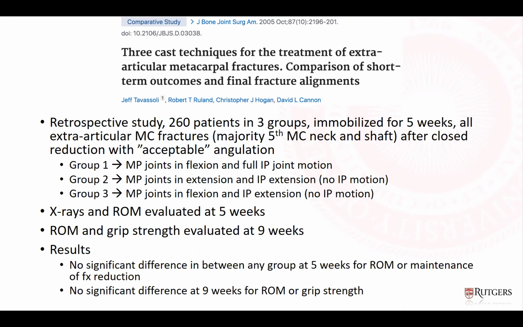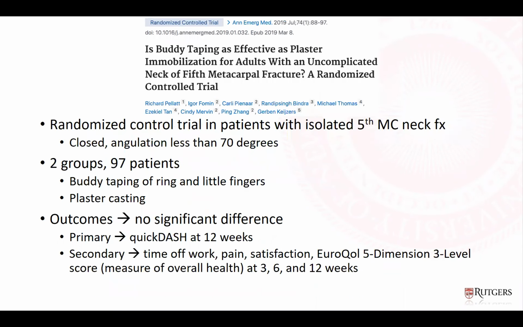Group one was the MP joints in flexion with full IP motion. Group two was MP joints in extension and IP in extension with no IP motion allowed. Group three was the MP joints in flexion with no IP motion. X-rays and range of motion were evaluated at 5 weeks, and range of motion and grip strength were evaluated at 9 weeks. The results showed no significant difference between any of the three groups at 5 weeks for either range of motion or maintenance of reduction. And there was no significant difference at 9 weeks for range of motion or grip strength.